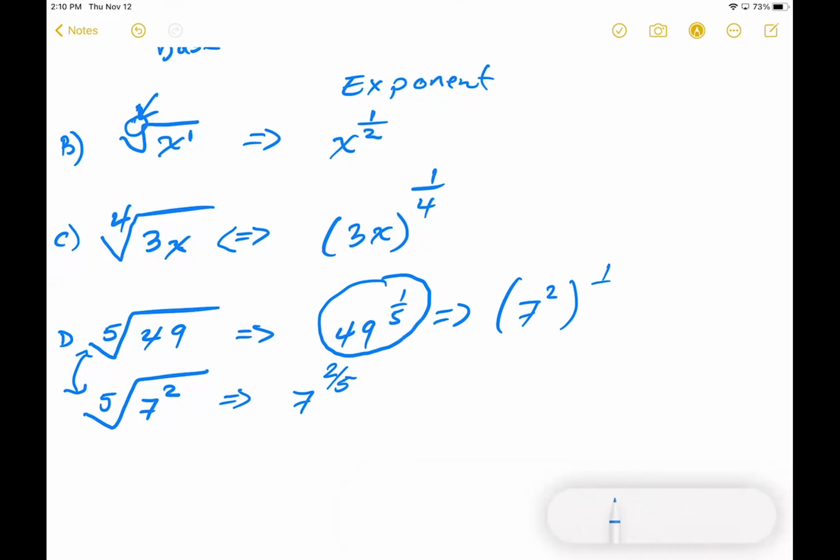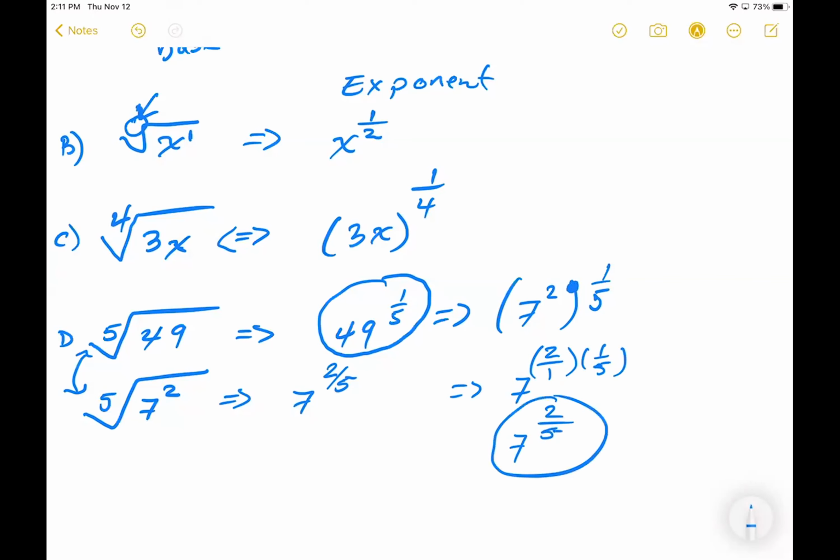And if this is the same as 7 squared, do you agree that in chapter 5 we have a power raised to a power? What do I do with the 2 power? Well, I can multiply, which is 2 over 1 multiplied by 1 over 5. In this case, 2 times 1 is 2, 1 times 5 is 5, right? So regardless of how you do it, this is what they want you to recognize.